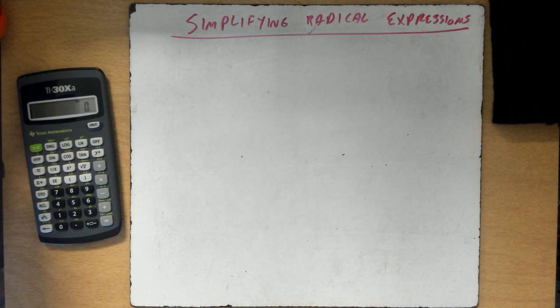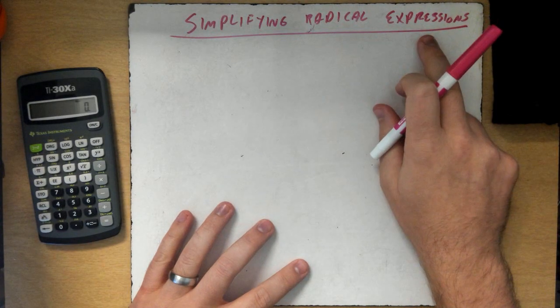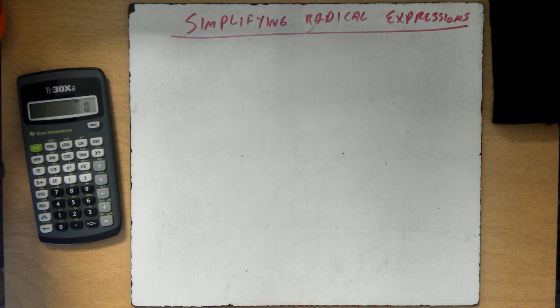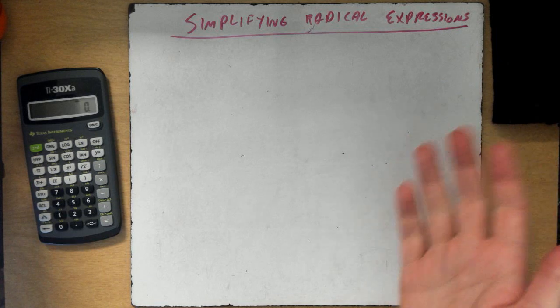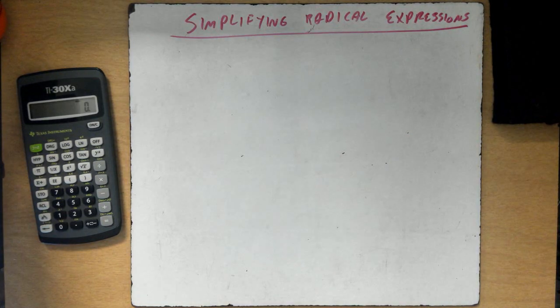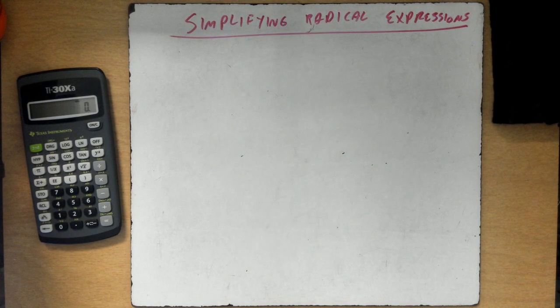Now, if you have not watched my video on radical expressions, you need to watch that first before watching this one, because what we're going to do here builds on that video. So if you've not watched radical expressions, go back, watch that video first, then come back and watch this one, okay? I'm going to assume that you know the basics of radical expressions and simplifying them. And here we're going to take it one step further, okay?